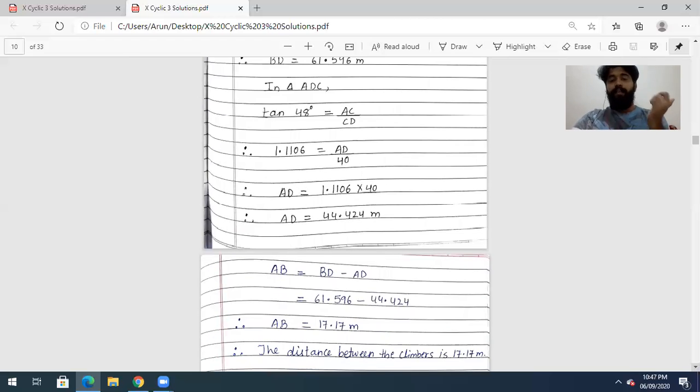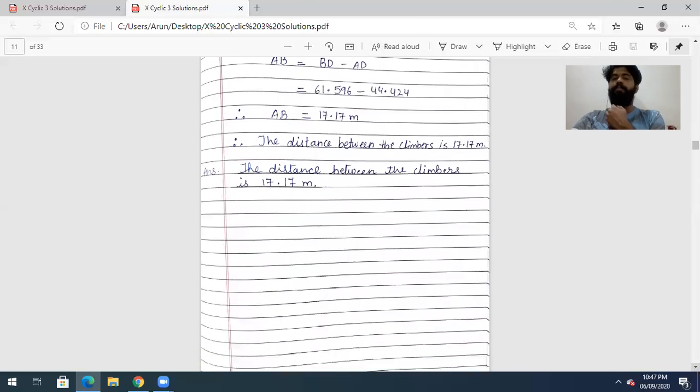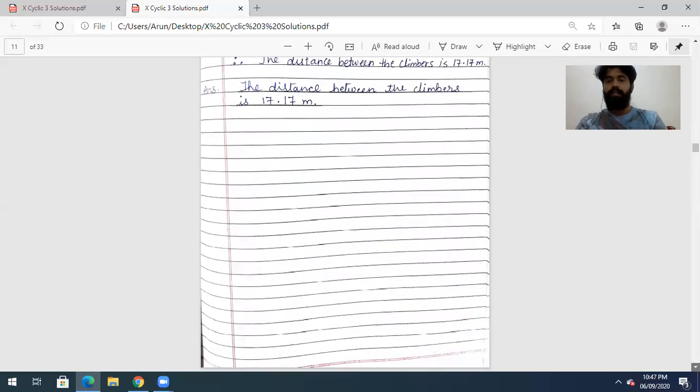Now, once you have both BD and AD, you can subtract them to get the value of AB. So AB would be 61.596 minus 44.424, which is 17.17 meters. So the distance between the climbers is 17.17 meters. I hope you've understood this question as well, students.